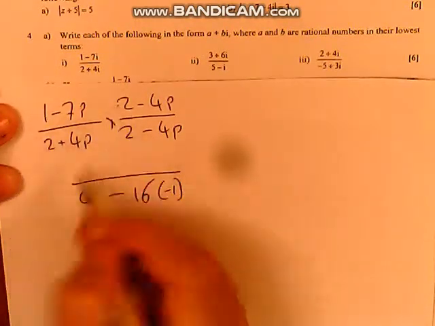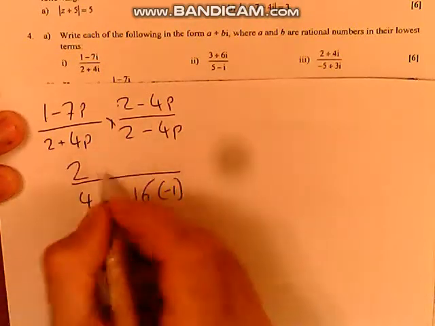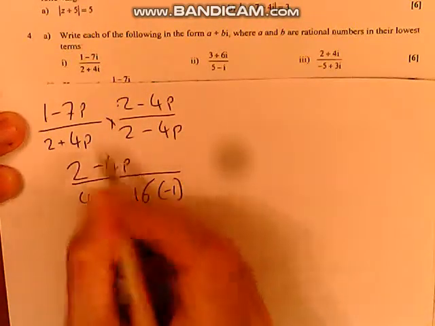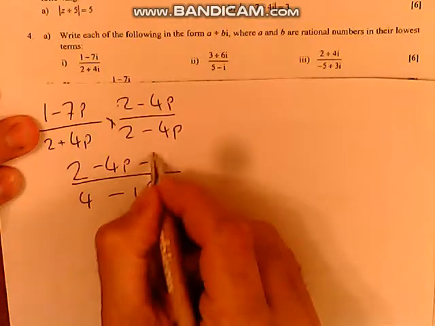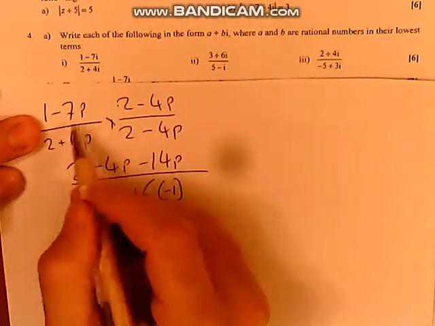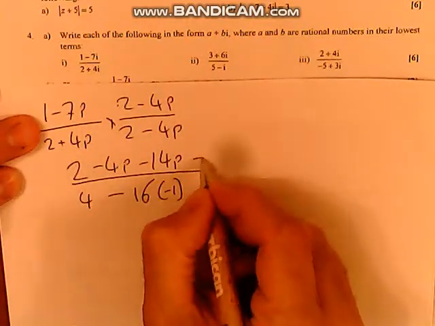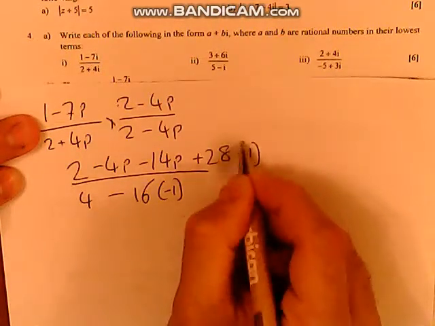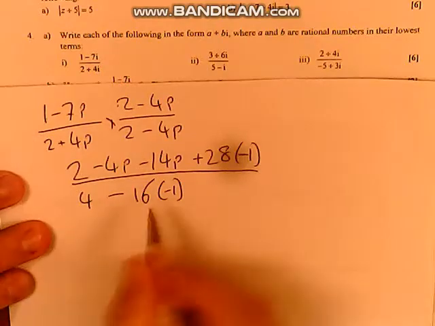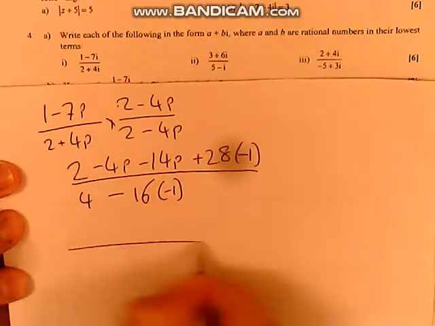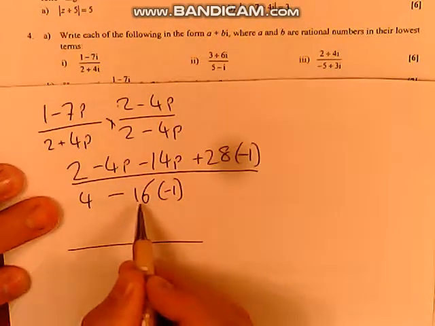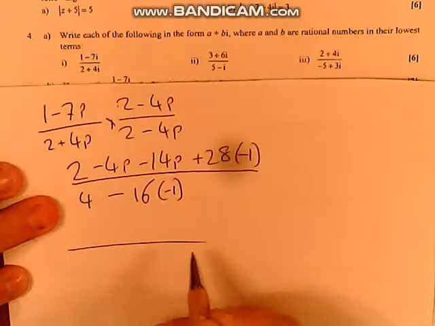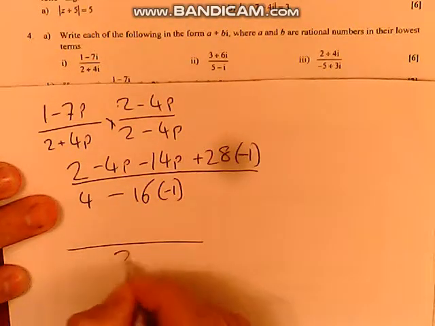If I do the top, 1 times 2 is 2. 1 times minus 4i is minus 4i. Minus 7i times 2 is minus 14i. And minus 7i times minus 4i is positive 28i squared, which is minus 1 again. Let's tidy this up. So my denominator, I've got minus 1 times minus 16, which is positive 16. So I've got 4 plus 16, which is 20.